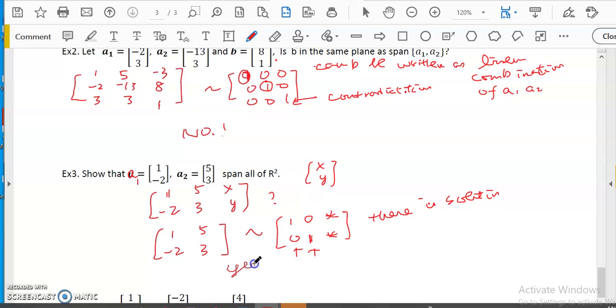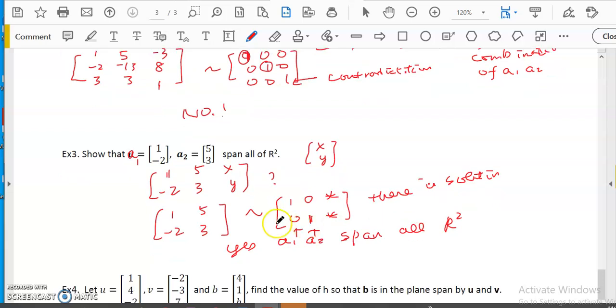So yes, A1, A2 span all of R2. Does that make sense? So long as I know there's a solution, that would work.